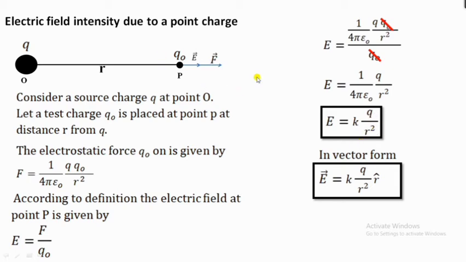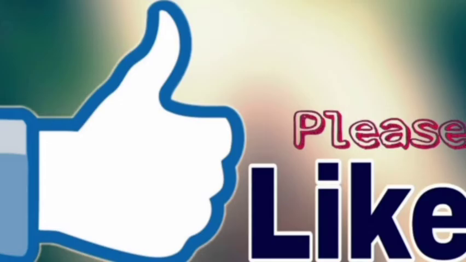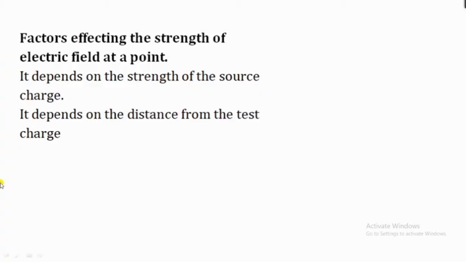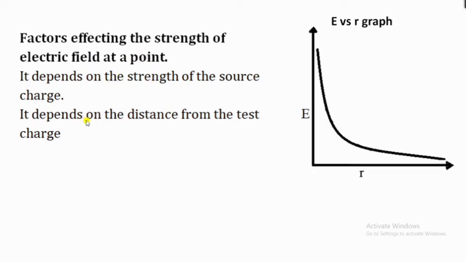So if you go far away, the electric field will decrease, and if you come near to the charge, the electric field will increase. So these are the factors affecting electric field at a point. It depends on the strength of the source charge and it depends on the distance from the test charge. So more the charge, more the electric field; more the distance, less the electric field.